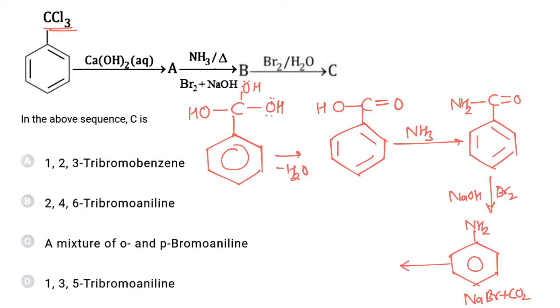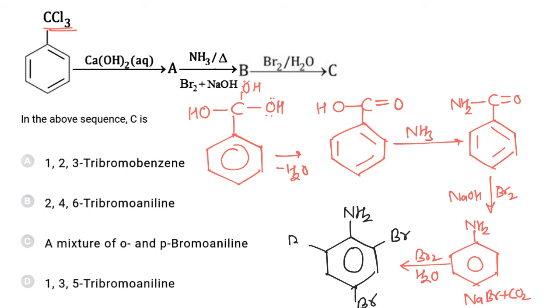Now this aniline molecule on reacting with bromine water will be converted to tribromoaniline, so a white precipitate of tribromoaniline is formed as a product. So 2,4,6-tribromoaniline is the final product, and hence the correct answer is B.